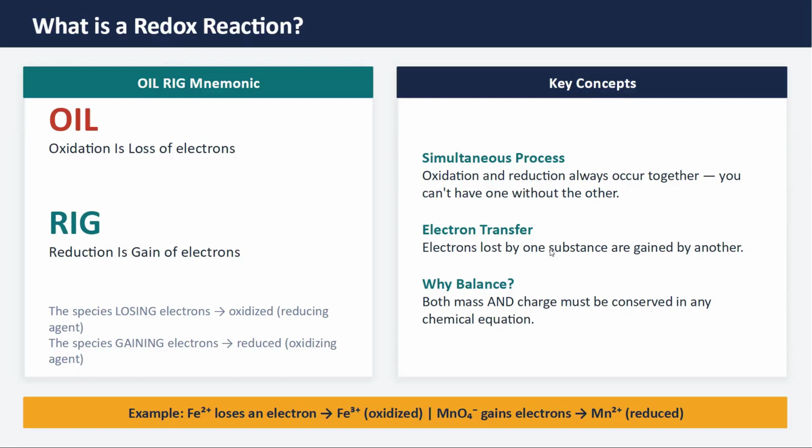And why balance? Because everything has to follow the law of conservation of mass and energy. So mass and charge must be conserved in any chemical equation. There should not be any mass generation or charge generation.